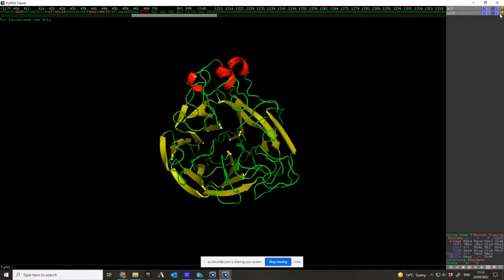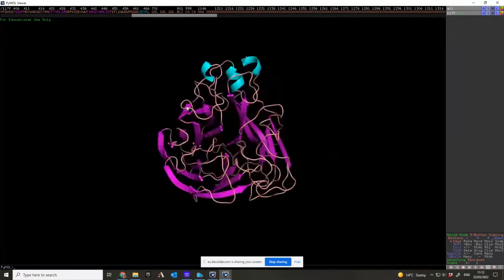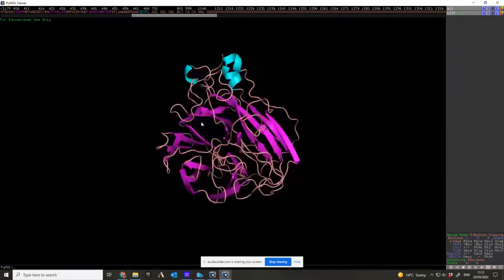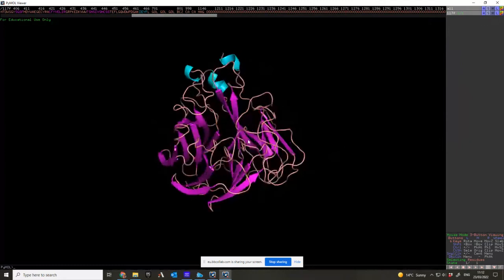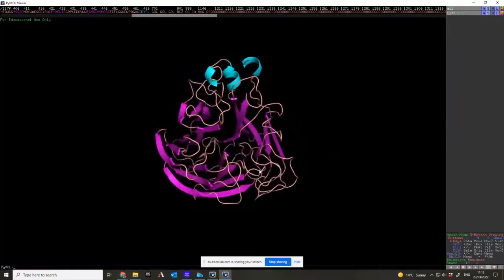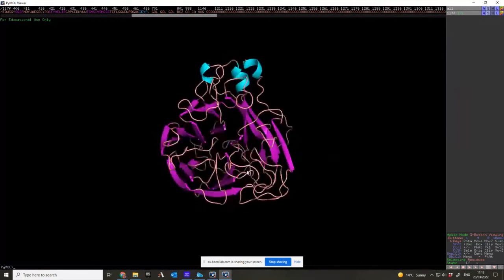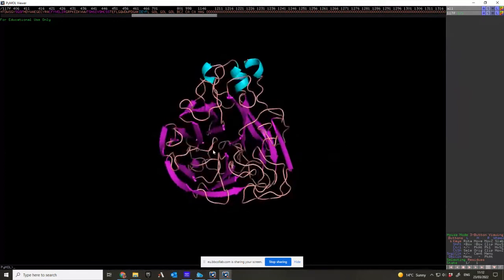So I would suggest trying one of the others. So this one has a magenta for the sheets, has blue for the helices, and this undefinable sort of pinky colour connecting things together. So we'll leave it like that because that's not causing me any particular problems.